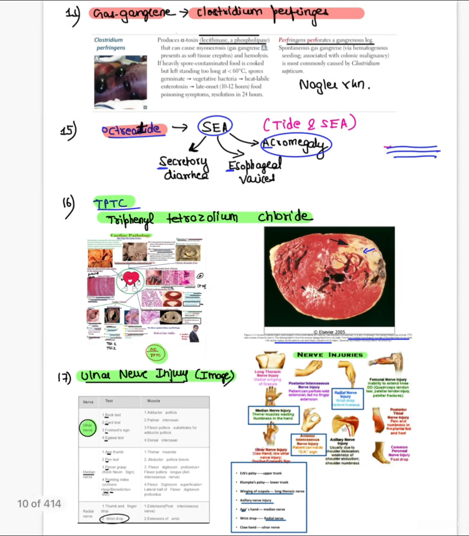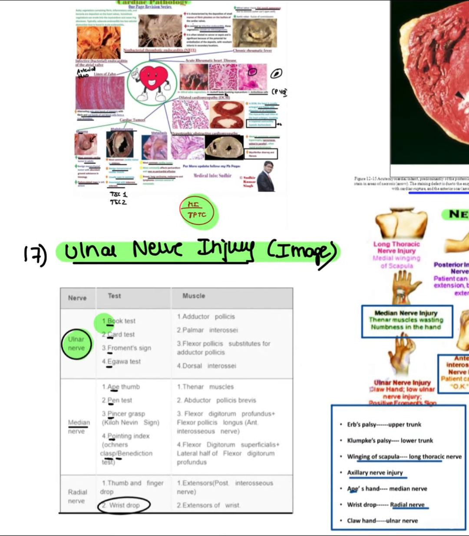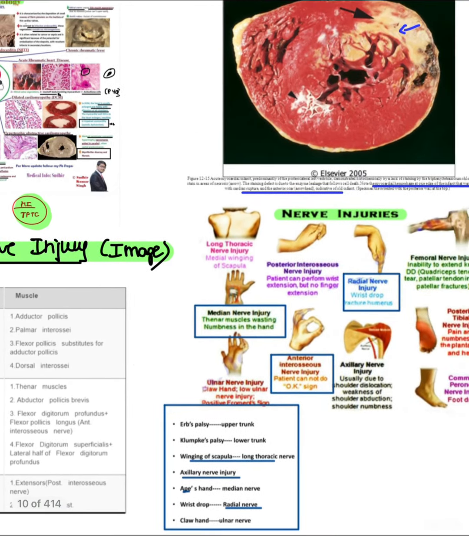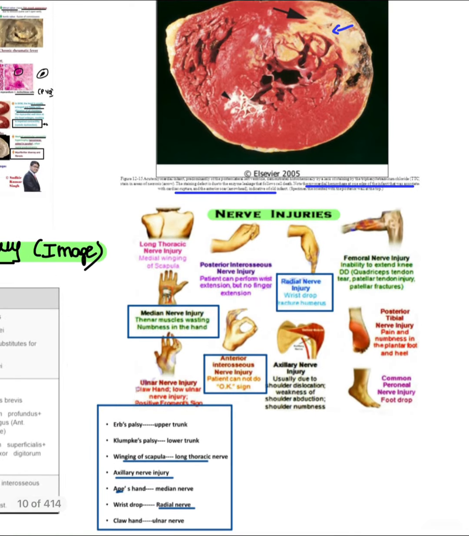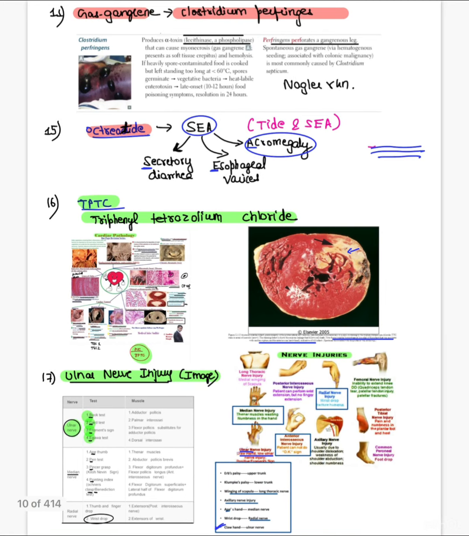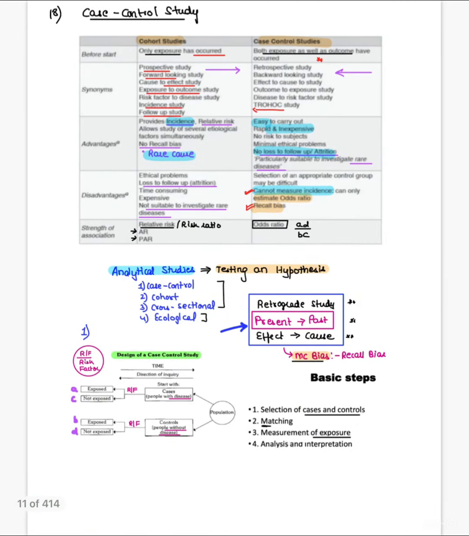So they may have asked you either of the test guys. You have book B, C, D, if you remember the mnemonic, guys: B, C, D, book test, card test, Froment's and Igawa test. That is important. Ulnar nerve supplies 1.5 muscles of the forearm and 15 hand muscles. And what does ulnar nerve injury cause? It causes a claw hand, guys, okay, that is again important. Ulnar nerve injury will cause claw hand. Again, other nerve injuries have been discussed here.